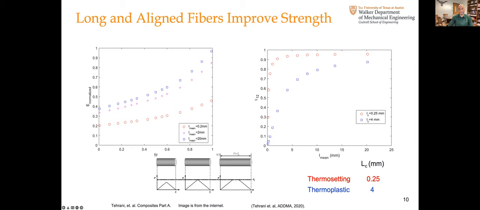So what happens here, this is the strength factor, basically. One corresponds to a perfectly aligned long composite. And as you can see here, for this particular composite, for thermoplastics, you really have to have really long fibers. So that means that you can only have very low volume fractions. But with thermosets, the nice thing is that if you get it right, even with several hundreds of microns in length, you can get a really good reinforcement effect from the fibers.